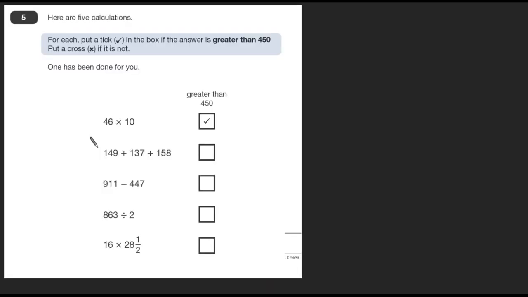Question number 5. Here are 5 calculations and put a tick if the answer is greater than 450 and put a cross if it is not. 46 times 10, they already done 460, and the next one I'm going to do a column addition, 149, 137 and 158, and we are going to add them together. So 9 plus 7 is 16, 8, 24, 2 remaining, 2 plus 4, 6, 9, 14, 1 remaining. So this is 444, is less than 450, I put a cross.